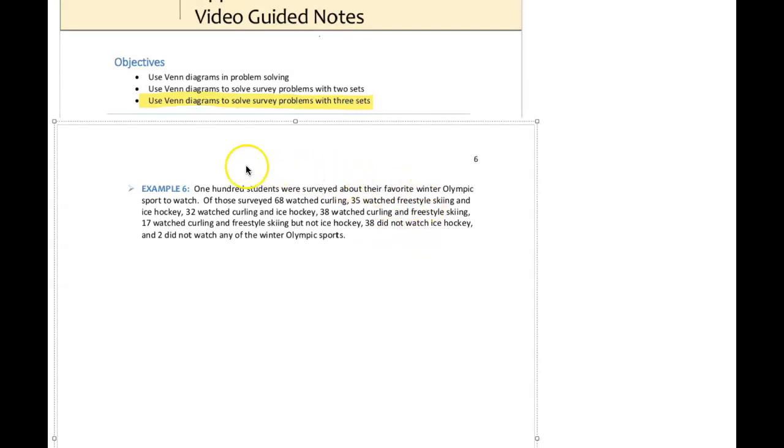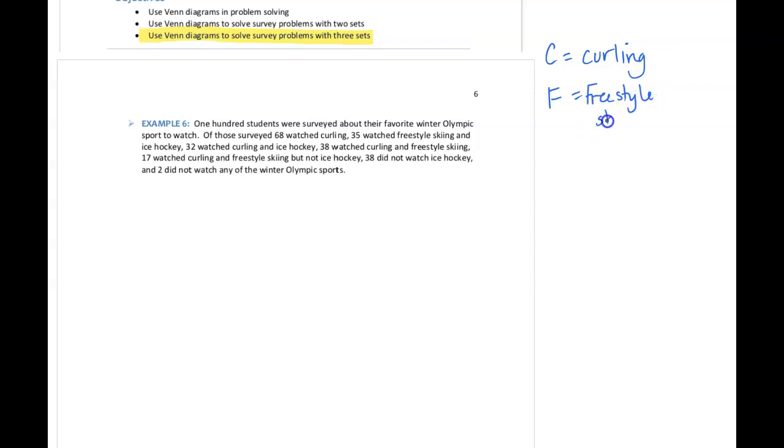Since this is written in paragraph form, I'm going to summarize it over here to the side with little bullet points to make it easier to make sure that we've used each one of our statements. Since I'm trying to make it in shorthand notation, I'm going to let C represent the sport curling, F represent freestyle skiing, and I represent ice hockey.